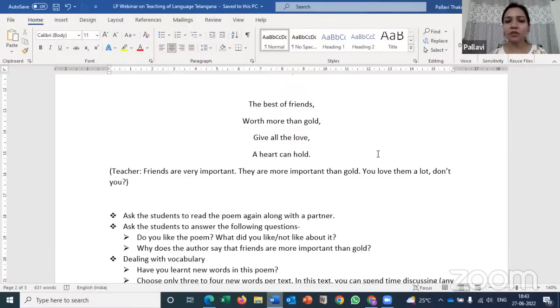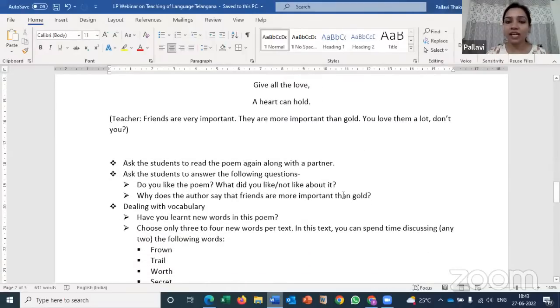So asking a simple question like, what do you like? Do you like the poem? What do you like in it? What do you not like in it? Do you like the story? What do you like about it? That is enough. That kind of question would encourage them to think about their own experiences, and it would encourage them to reflect on the text itself.